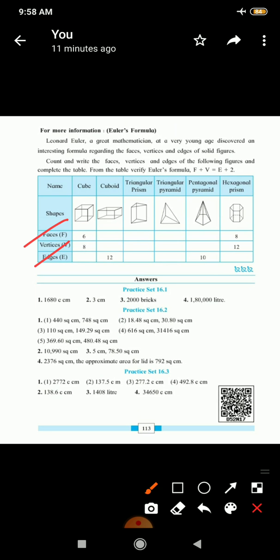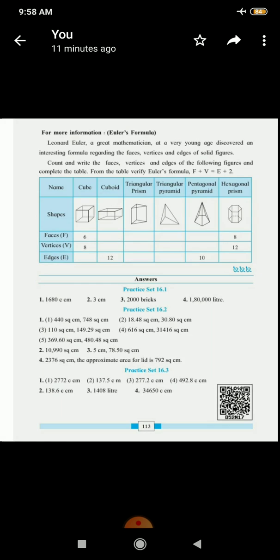So according to this formula, faces plus vertices, so 6 faces plus 8 vertices becomes 14. Edges are 12, so 12 plus 2 is 14. So 14 is equal to 14. So we have verified this formula. In the same fashion, you can verify it for the others also.